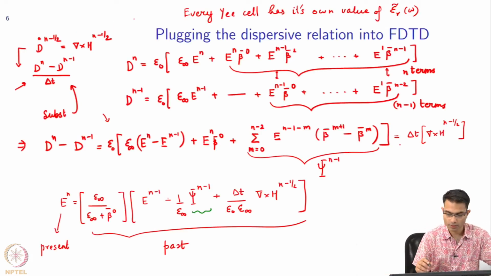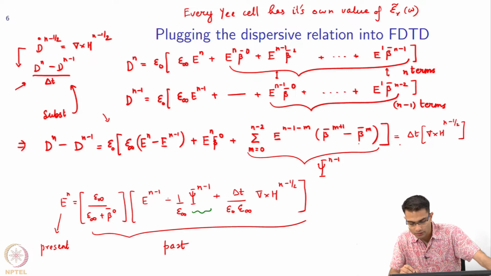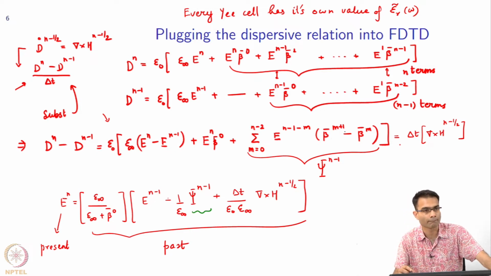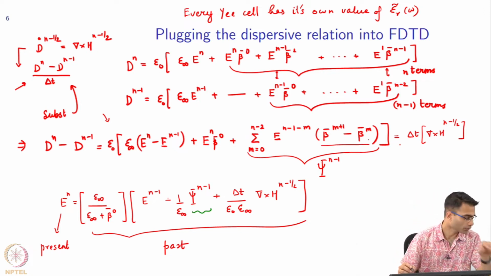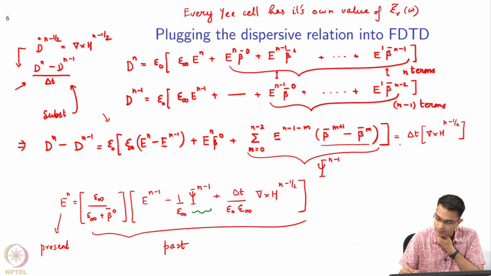So, in psi n minus 1, you notice that there is a beta bar m plus 1 minus beta bar m, correct, this expression over here. So, I am going to call this term over here as another, there are many simplifications that we need to do. So, I am going to call this delta beta m.